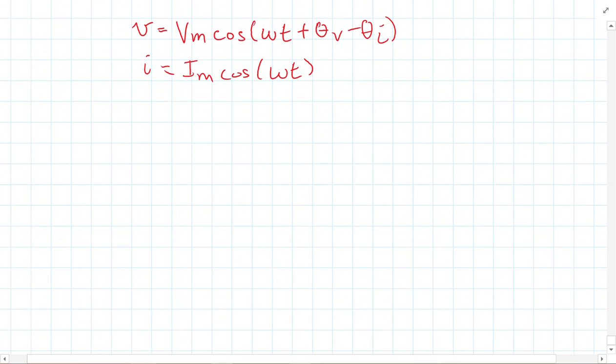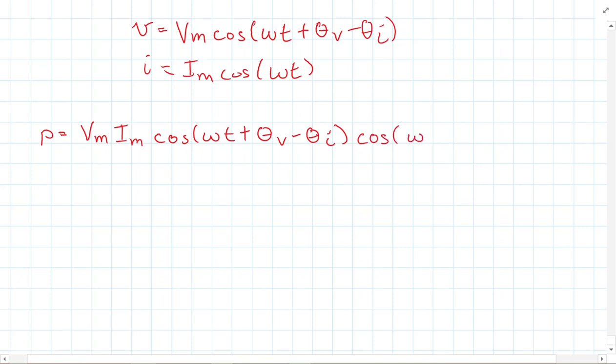Alright, so what are we going to do here? We're literally just going to compute the power. So I'm going to write p is equal to Vm times Im out in front, times cosine of omega t plus theta v minus theta i, times cosine of omega t. Alright, so what do we do from here? Because we're trying again to get a handle on things, and we really haven't done anything yet. We're still in the same situation we started with, where we would get instantaneous powers being 0.